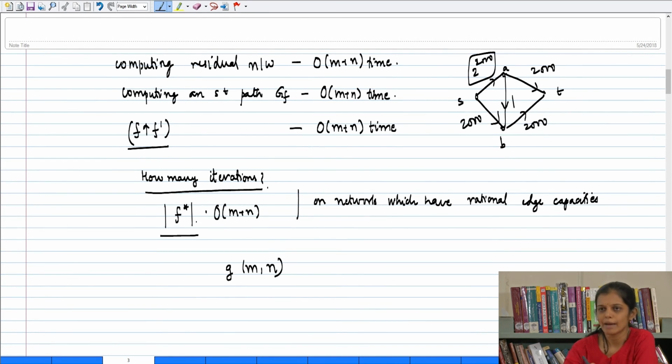And why is this a bad running time? My claim is that this is not a polynomial time algorithm. So do you understand what is a polynomial time algorithm?